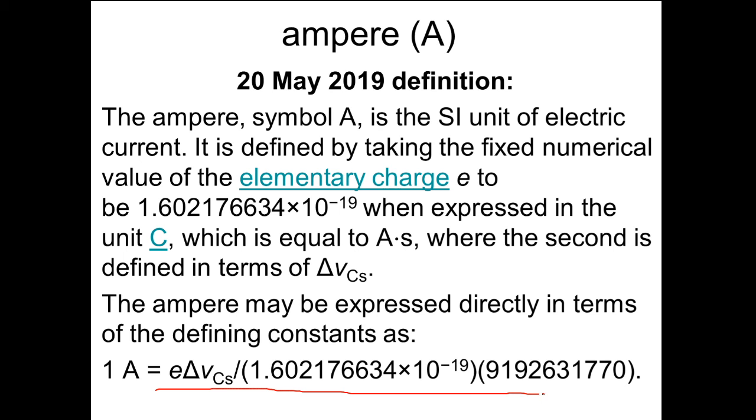On simplification of this value, we can find the value of 1 ampere, but as far as our CBSE examination is concerned, we should remember that the ampere is the value of that steady current which, when maintained in each of the two long straight parallel conductors of negligible cross section and placed 1 meter apart in vacuum, would produce on each of the conductors a force equal to 2 into 10 to the power minus 7 newtons per meter of length. This is all in this.